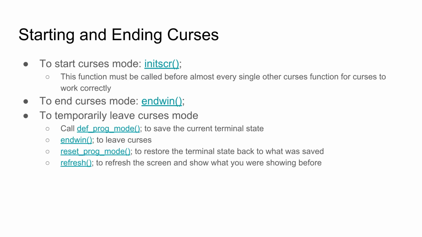If you want to start a curses program, you call initscr. This pretty much has to be the very first curses thing that you do in your entire program. There are a handful of other things that you can do first, but we're not doing them. So this is the first one, and it turns on curses. If you want to end curses, it's endwin, and it'll bring you back into the normal terminal mode. If you only want to leave curses temporarily, you can save your current terminal state, end curses mode, do whatever you need to do, turn curses back on, and then refresh the screen, which will cause whatever you had saved earlier to show back up on the physical screen.